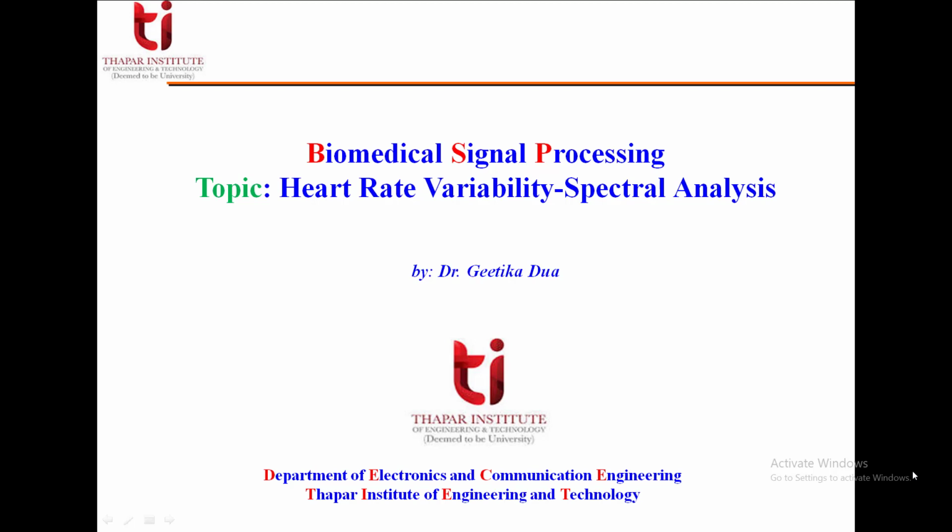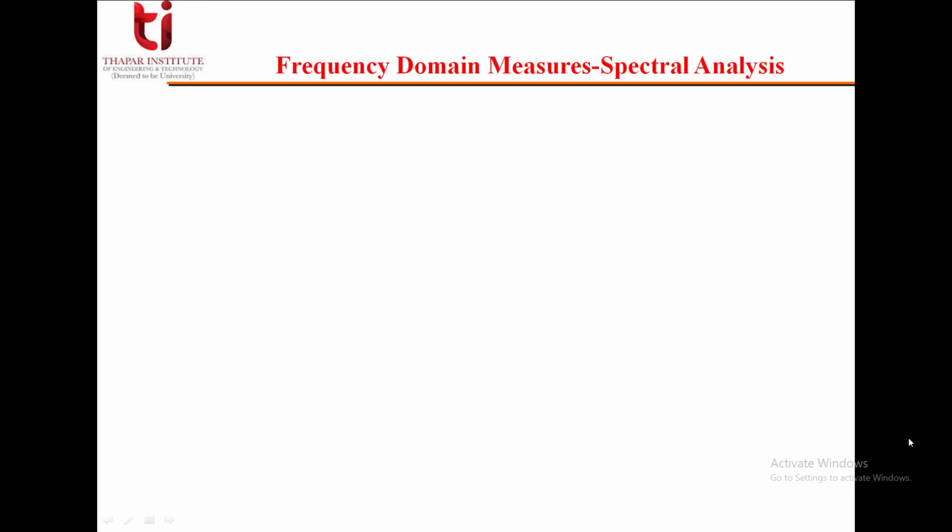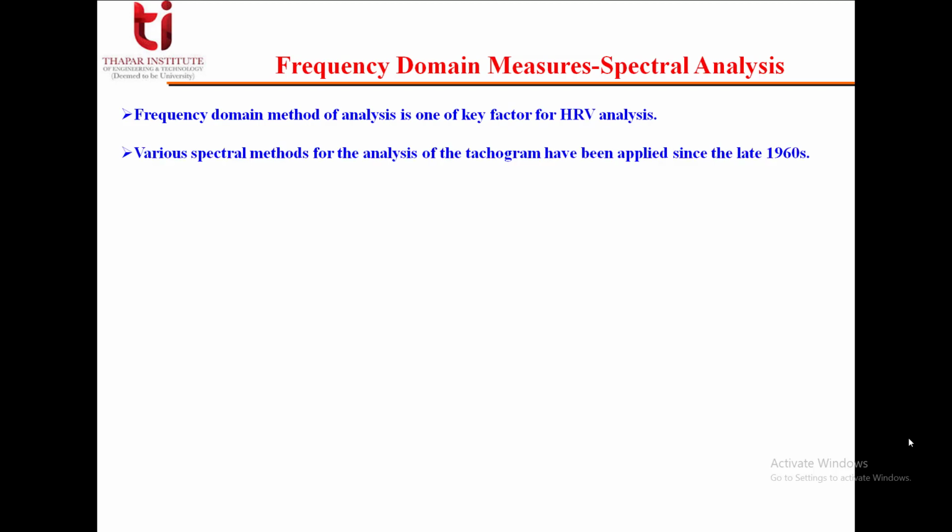Today we will discuss the spectral analysis of heart rate variability. In the last lecture we studied the different time domain measures for heart rate variability, and in this lecture we will discuss mainly the frequency domain measures for heart rate variability. Frequency domain analysis is one of the key factors for heart rate variability analysis.